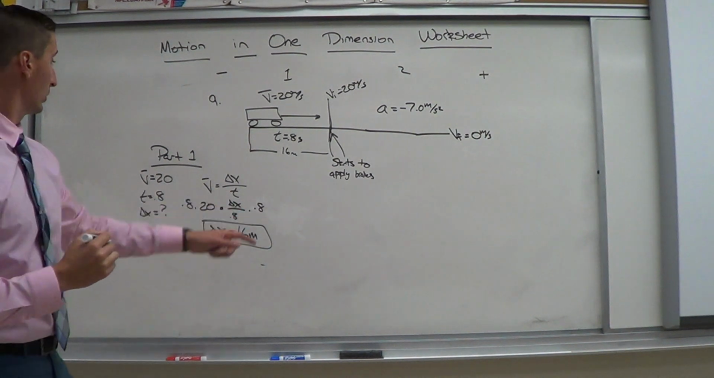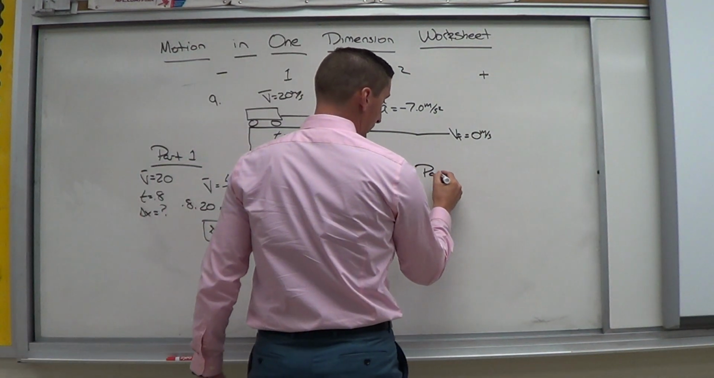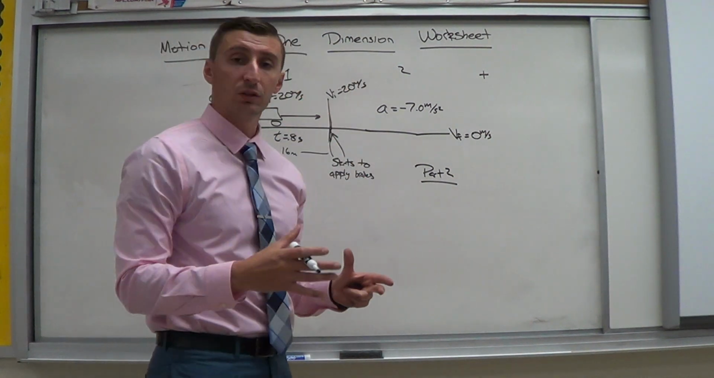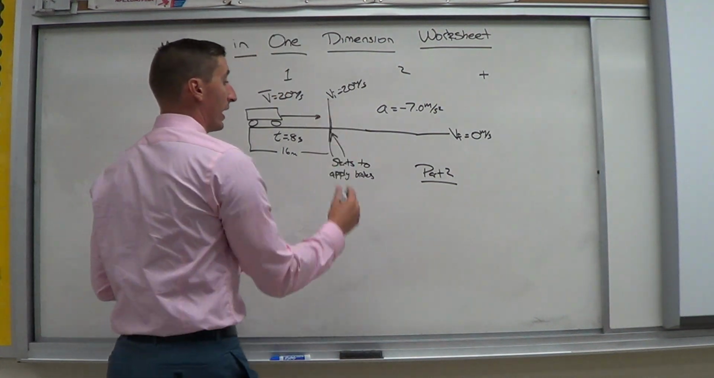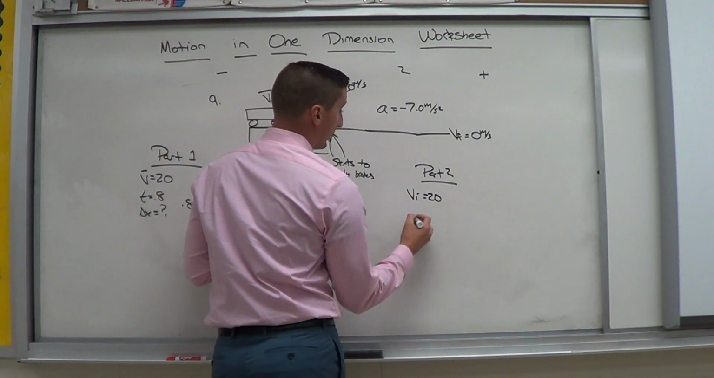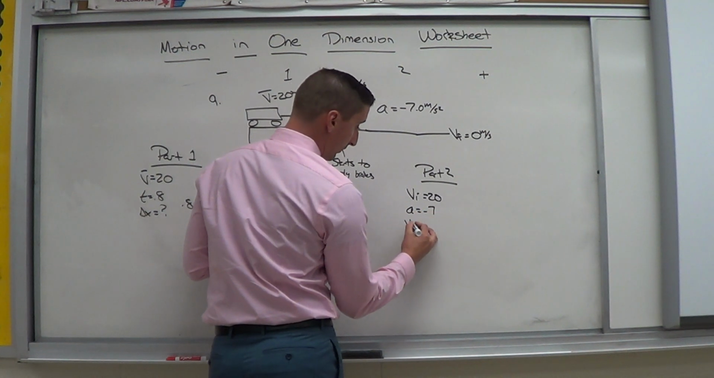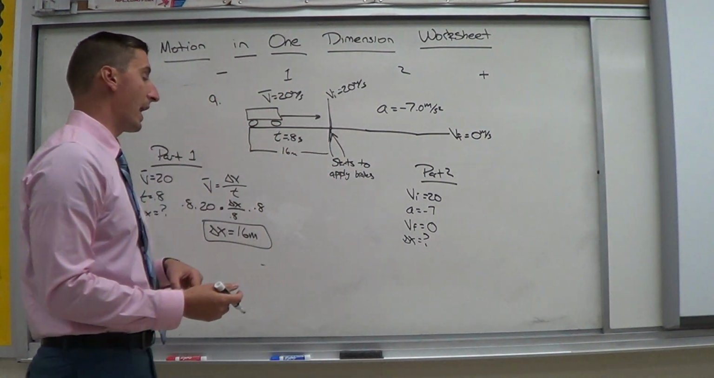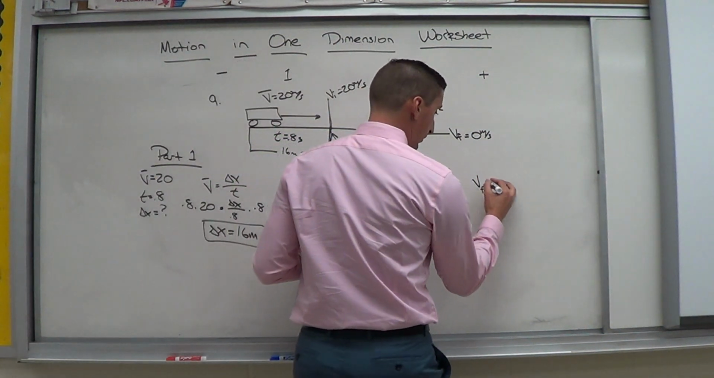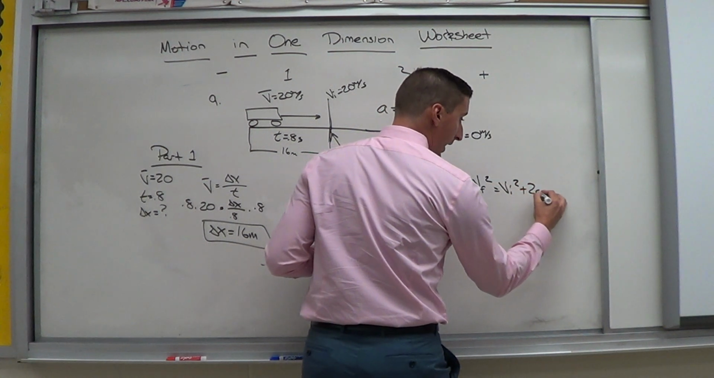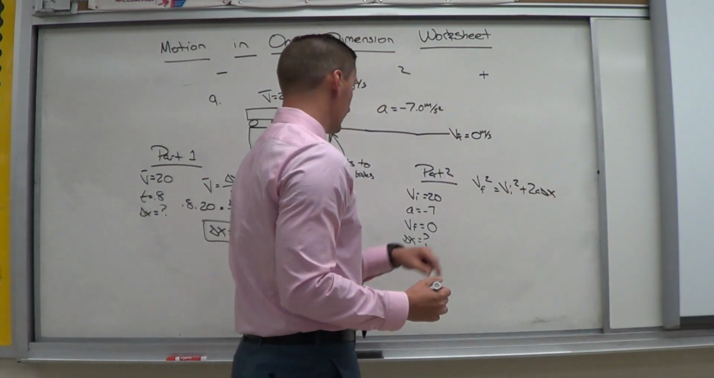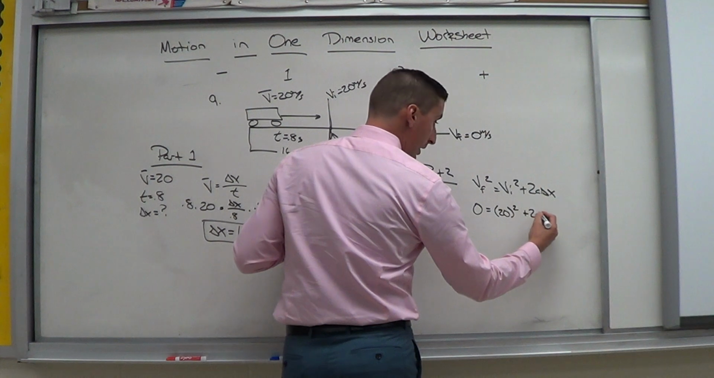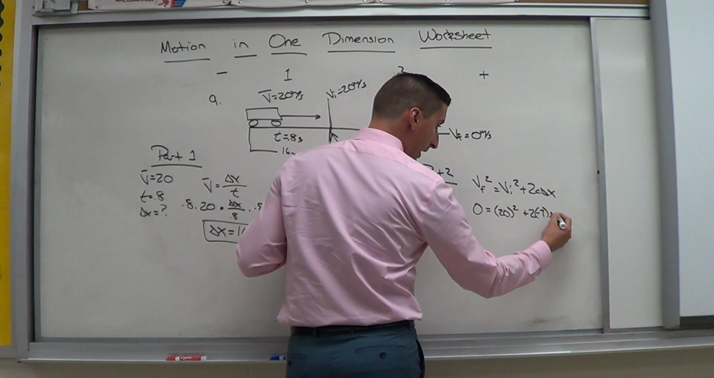Now, let's look at part 2. We have to figure out, using this information, how far it takes her to stop once she applies the brakes. So I have VI equals 20, a is negative 7, VF is 0. Find delta x. With that I can use VF squared equals VI squared plus 2a delta x. I plug it in and solve. VF is 0, VI is 20 squared plus 2 times negative 7 times delta x.